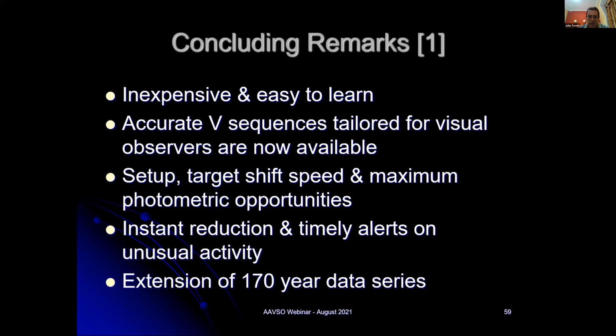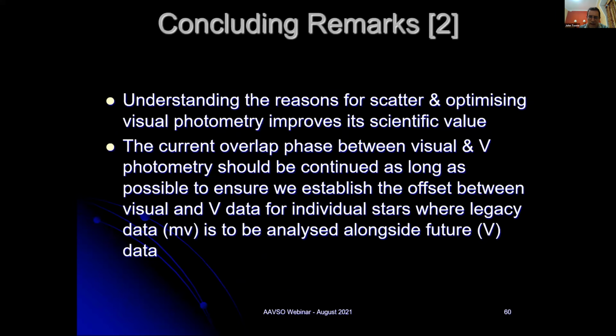You see science with your own eyeballs, and by doing visual photometry, you're extending a data series which can go back over 200 years, but the bulk of the data has been produced in the past 170 years. Concluding remarks, part 2: understanding the reasons for scatter and optimizing visual photometry improves its scientific value. I've tried to give you a lead on that. I think the overlap between visual and V photometry is important.